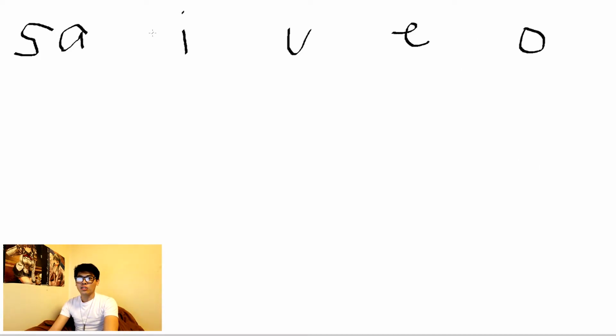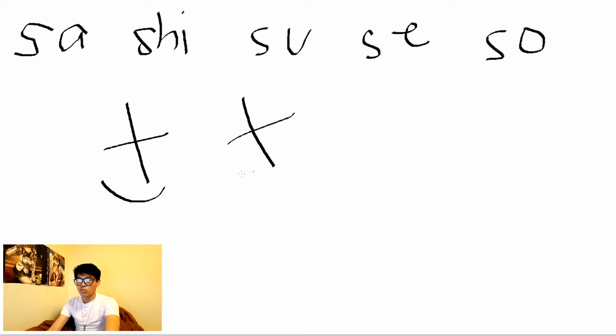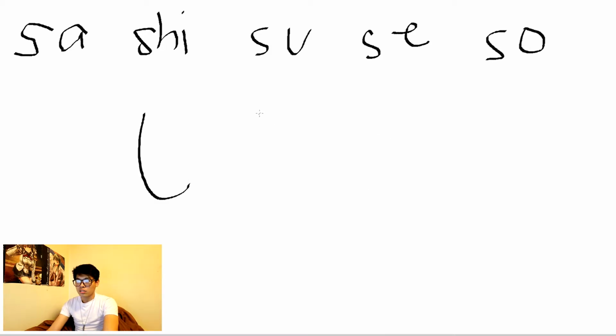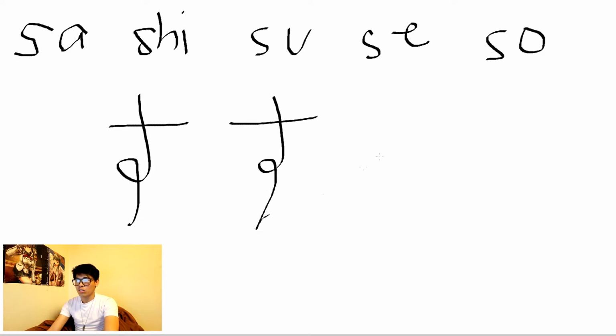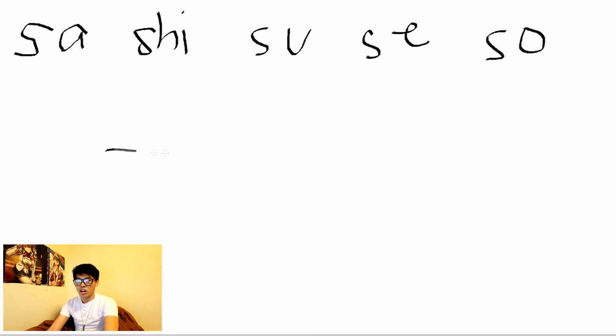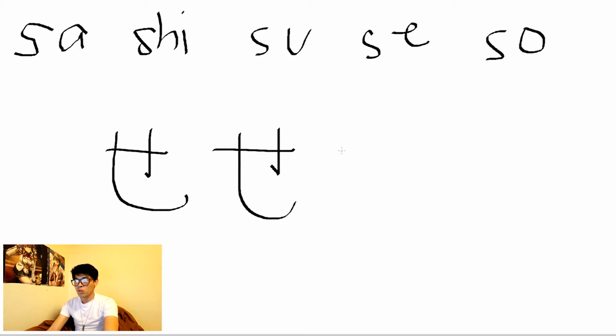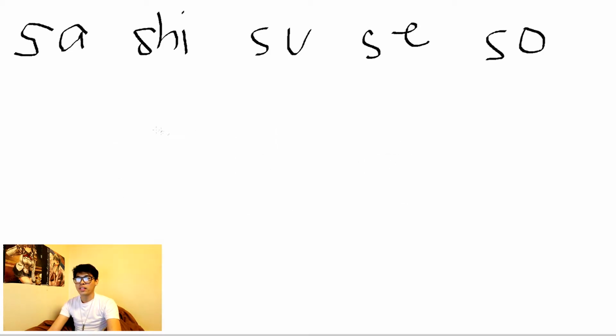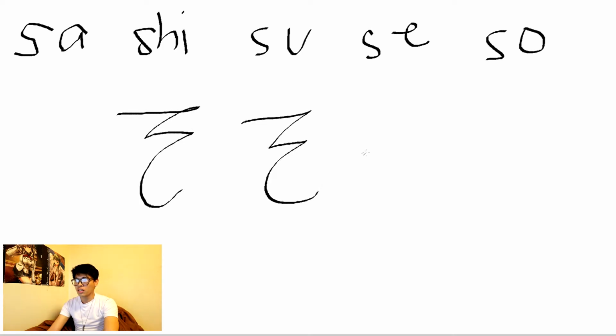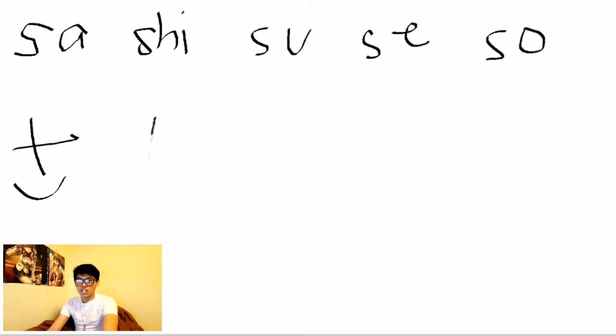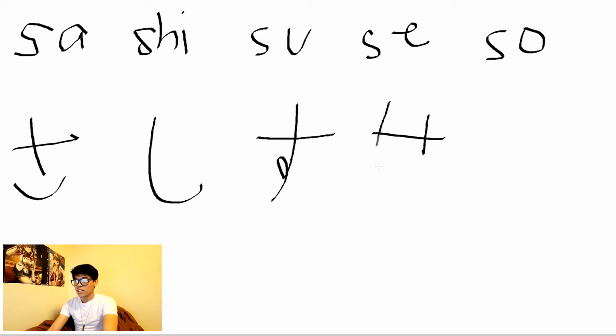Sa. They have no C, so they change C to sh. That's shi. Su, se, so. Okay, how do you write sa? Simple, 1, 2, 3. Sa. Shi, 1. That's shi. Su, 1, 2. That's su. Se, 1, 2, 3. How about so? Actually, it's only one stroke, guys. So we have sa, shi, su, se, so.